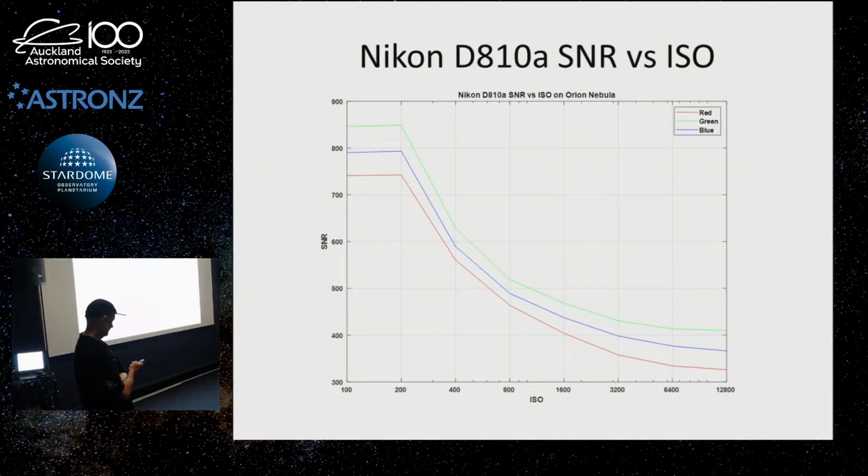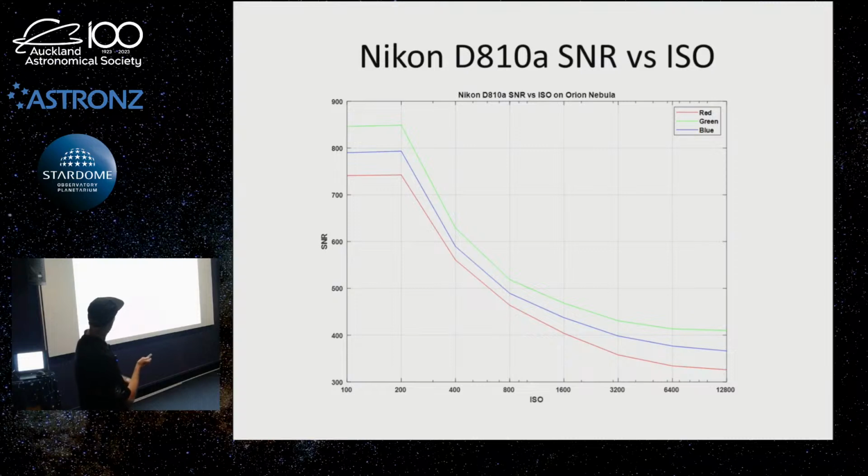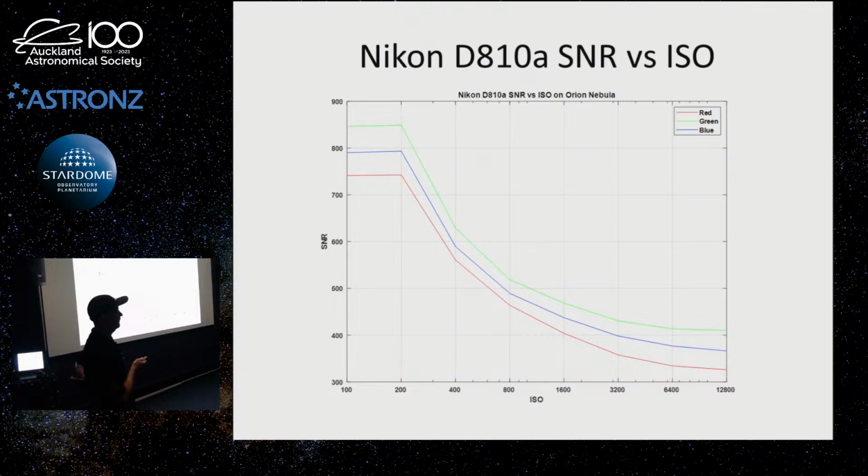So I take my full range of images at different ISOs, and I calculate the signal to noise ratio for those M42 images, and you can see that the signal to noise ratio drops as the ISO goes up. And that's all you need to do. That's all you need from tonight. Go home, just realize that if you increase the ISO, you're going to lose signal quality.